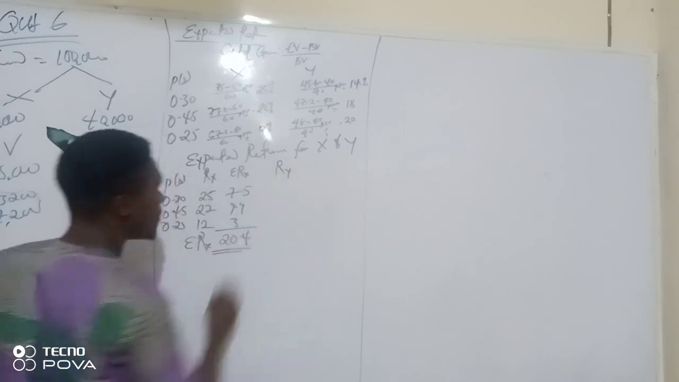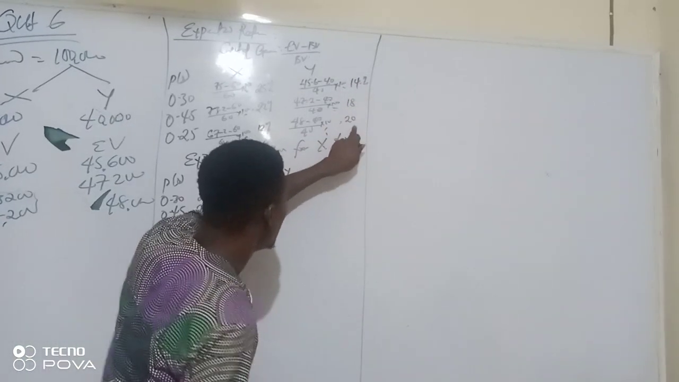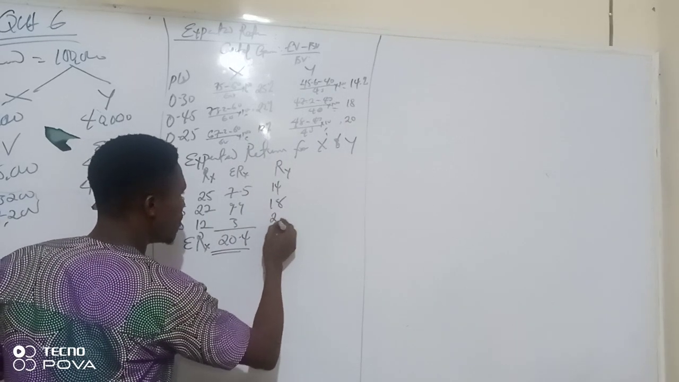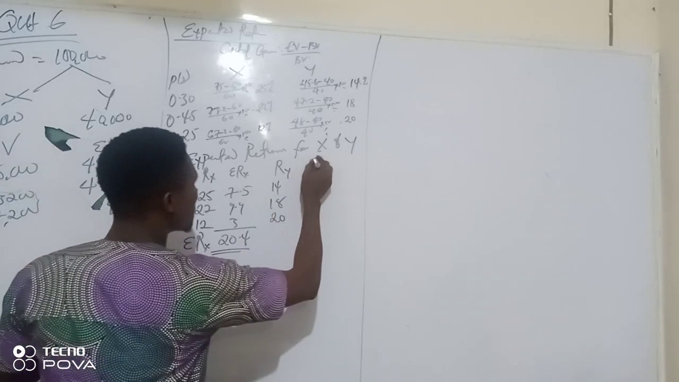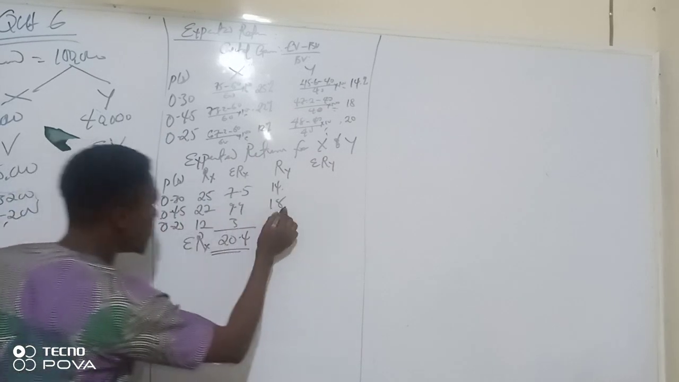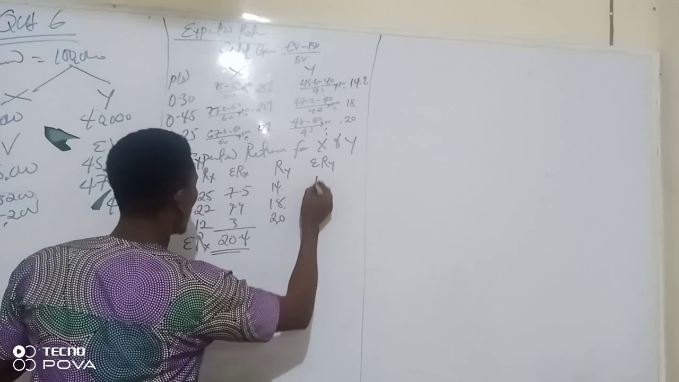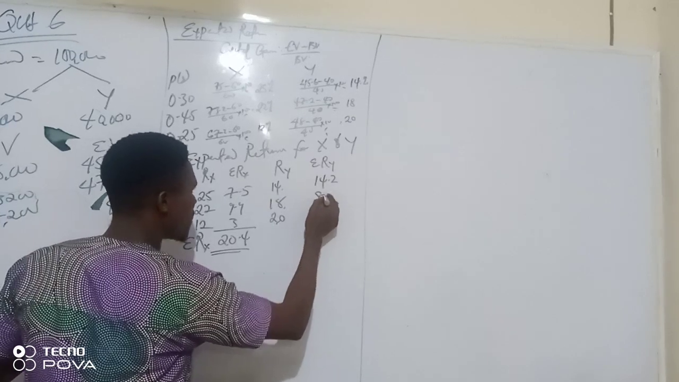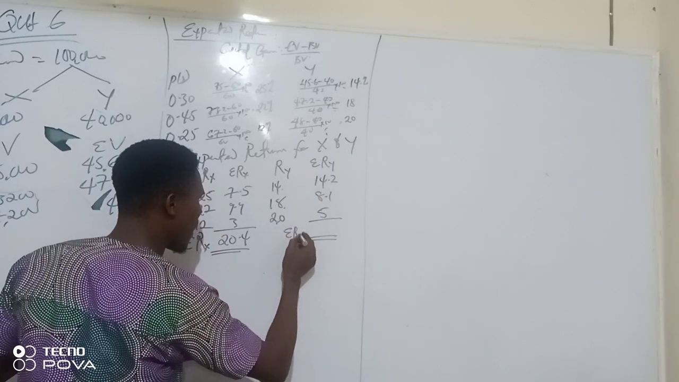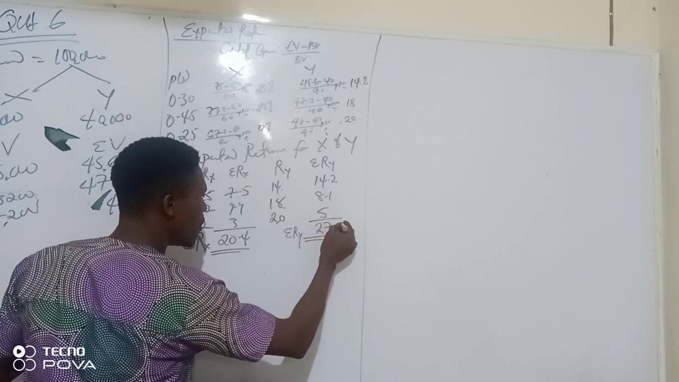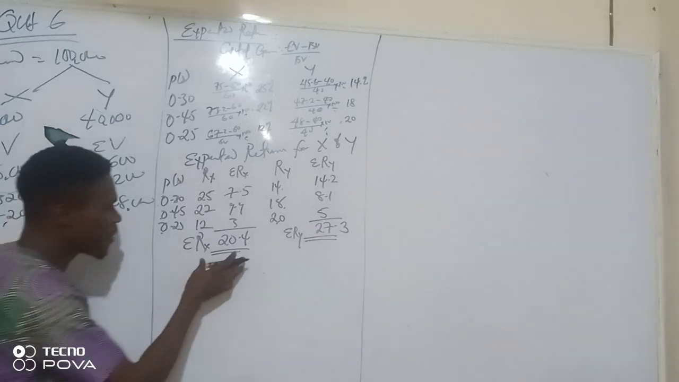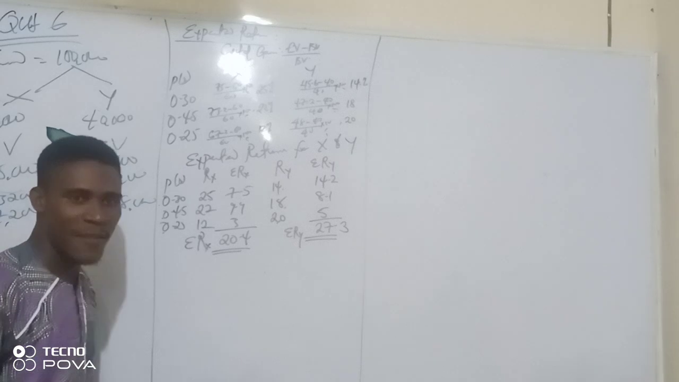Right now let's see Y. The return of Y is 14, 18 and 20. So therefore our expected return of Y, this times this, this times this, then this times this, 4.2, 8.1, 5. So therefore our expected return of Y is 27.3.